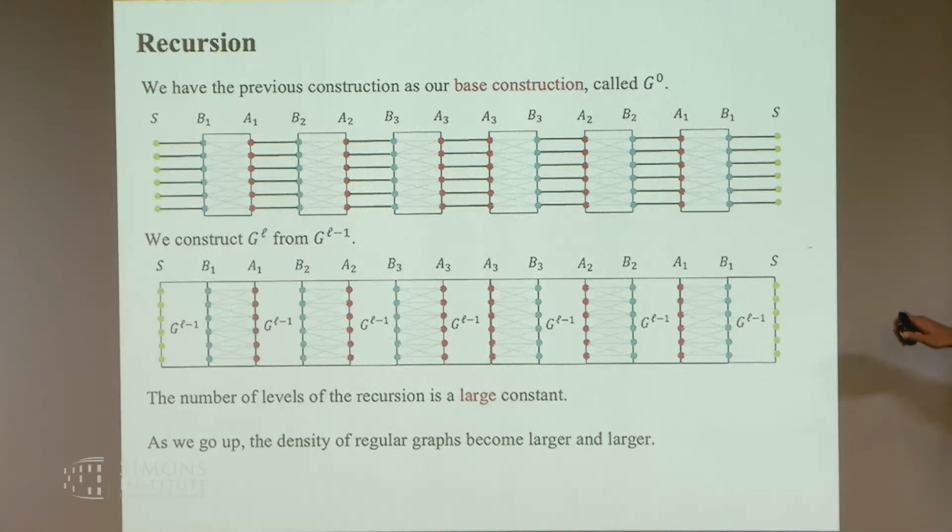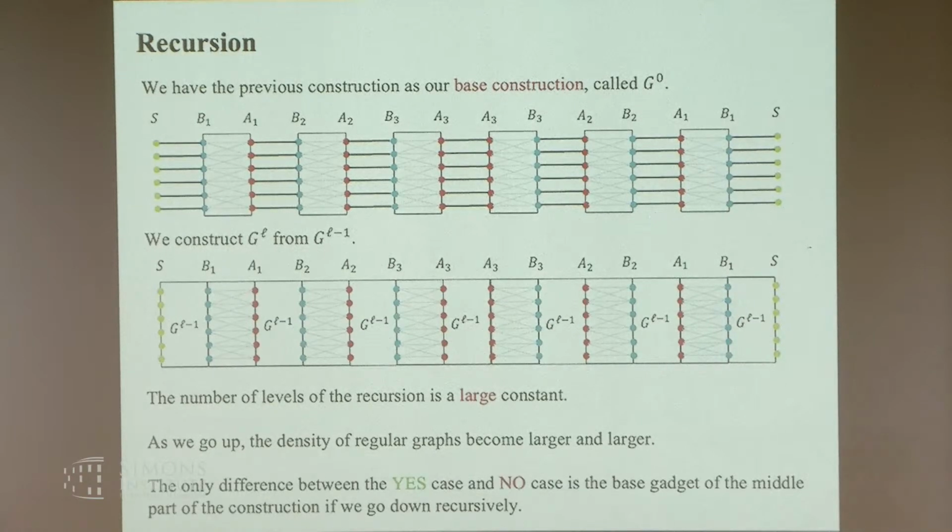And all these buckets are just irregular graphs. The degree of the construction gets larger and larger as we go up the hierarchy. And the only difference between our yes case and no case is in the very middle part of the construction: as you go down, when you reach the base construction, these middle edges don't exist in the no instance.